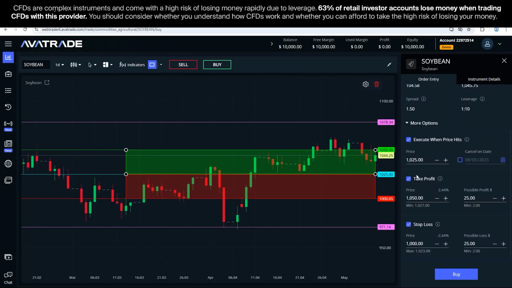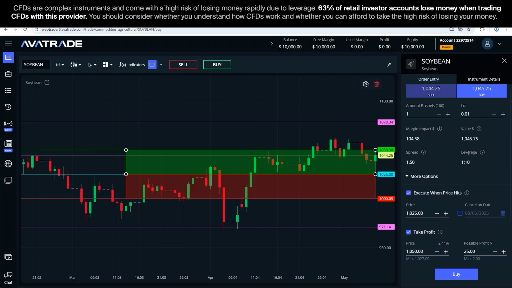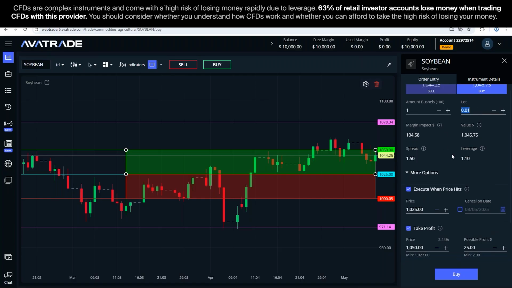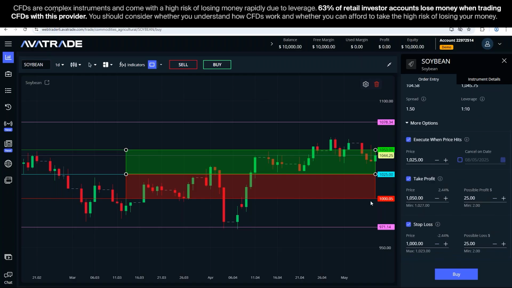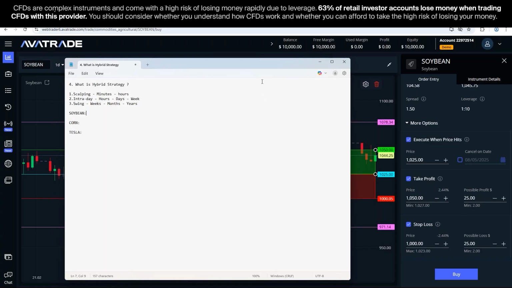Very nice. And we're intending to buy if it goes lower down. And we're looking at 25 and 25 for one unit for soybean. I think it's reasonable to aim and make maybe 5% on that position. So we'll write it down. We've got entry 1025, take profit is 1050, stop loss is 1000.